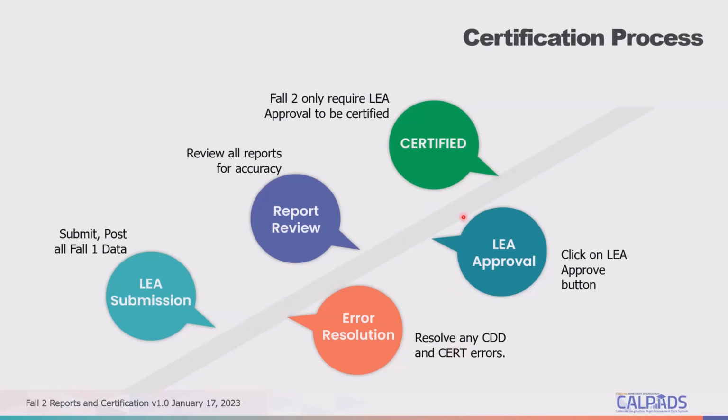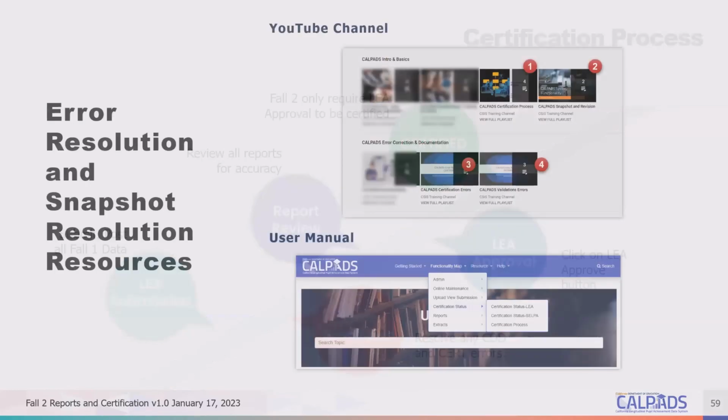Okay. And then once you have reviewed the reports, again, you need to approve your certification. So good news is for Fall 2, there's only one certification approval, and that's just the LEA approval. You don't need a SELPA approval to be certified. So all the control is on you, okay? So let's move on to the certification process.